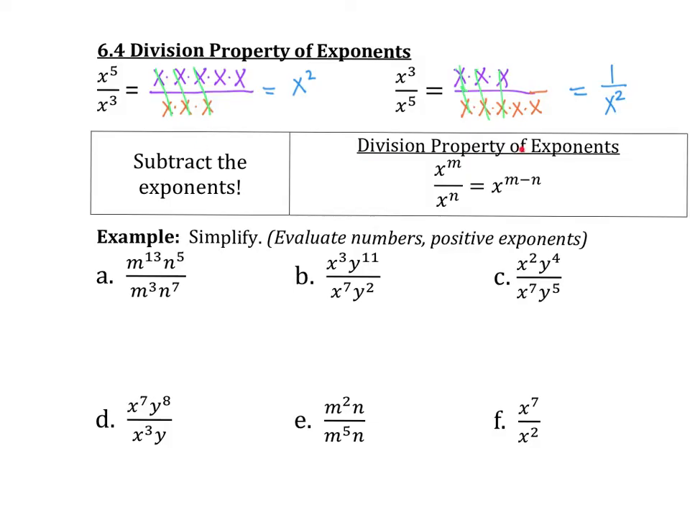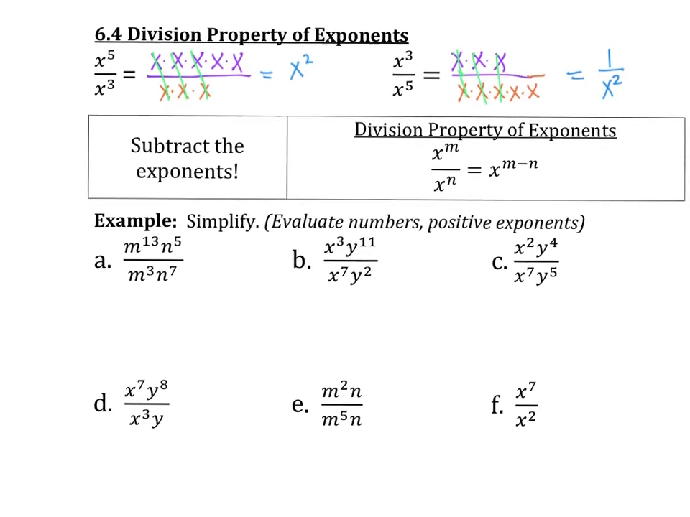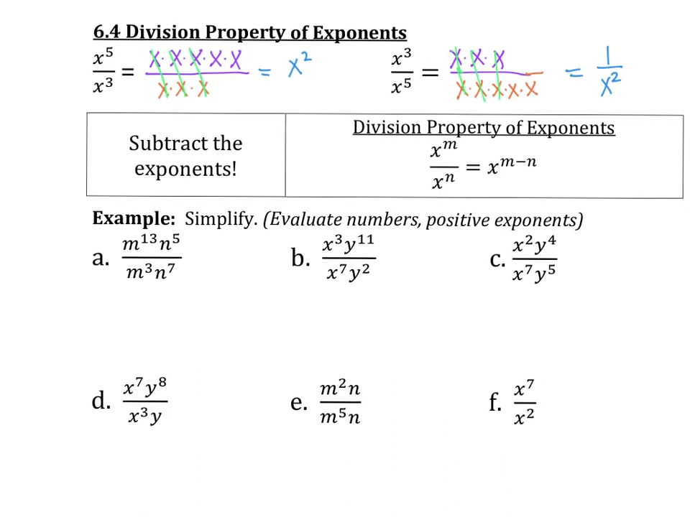Okay, so the division property of exponents. If you have x to the m over x to the n, I subtract the exponents and keep the base the same. But we are going to be careful about where the base ends up, on the top or the bottom. This is to make our lives easier so we don't have to deal with negatives. Okay, so let's look at example A.